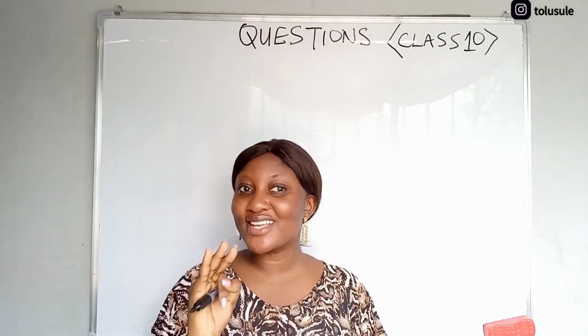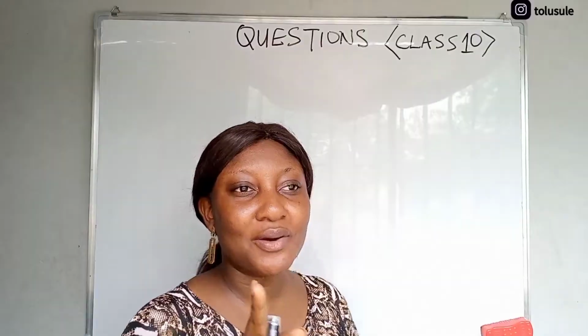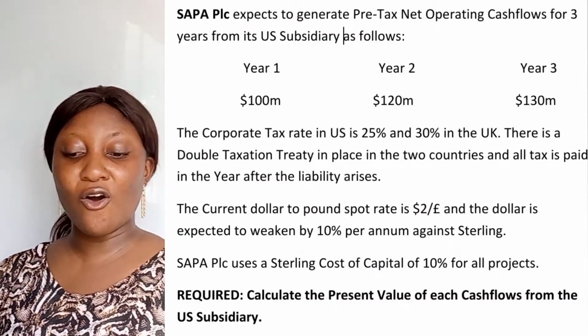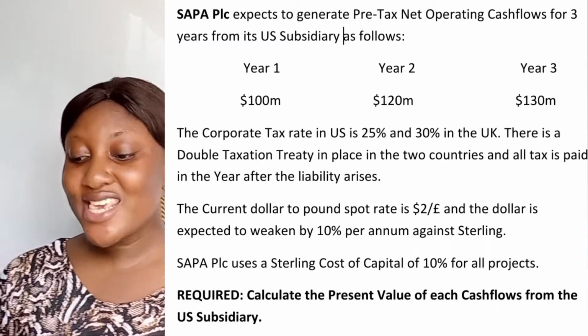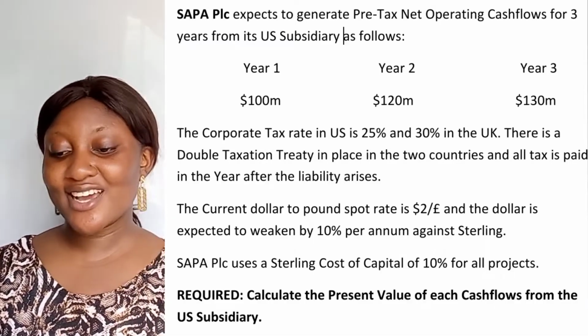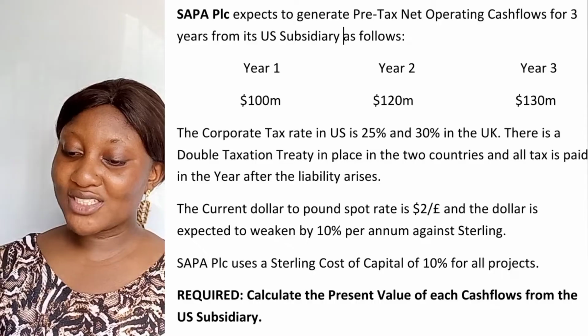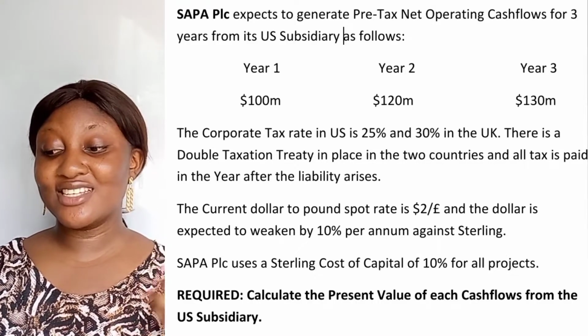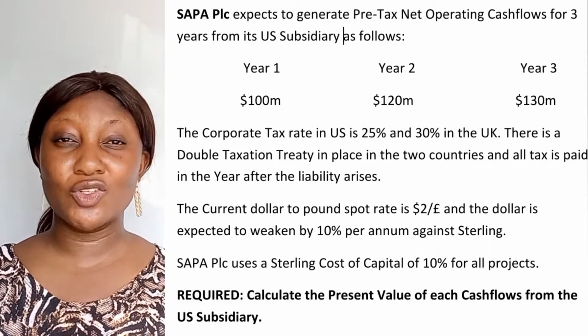So in this class, we are going to solve 3 questions on international investment appraisal. SAPA PLC expects to generate pre-tax net operating cash flows for 3 years from its US subsidiary as follows. Year 1, it has $100 million. Year 2, it has $120 million. And year 3, it has $130 million.